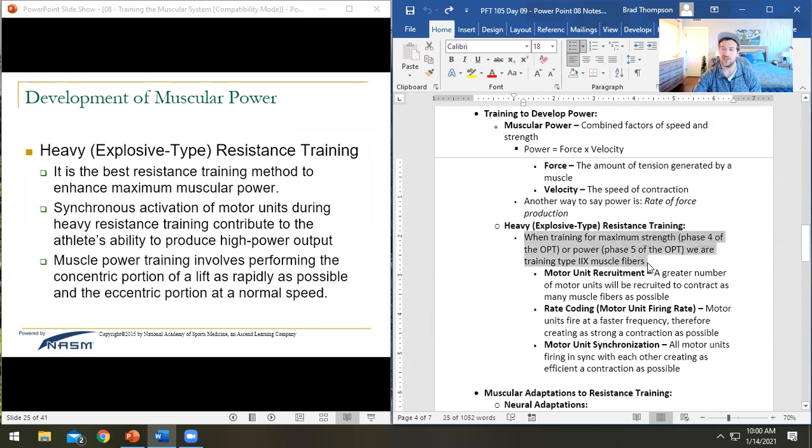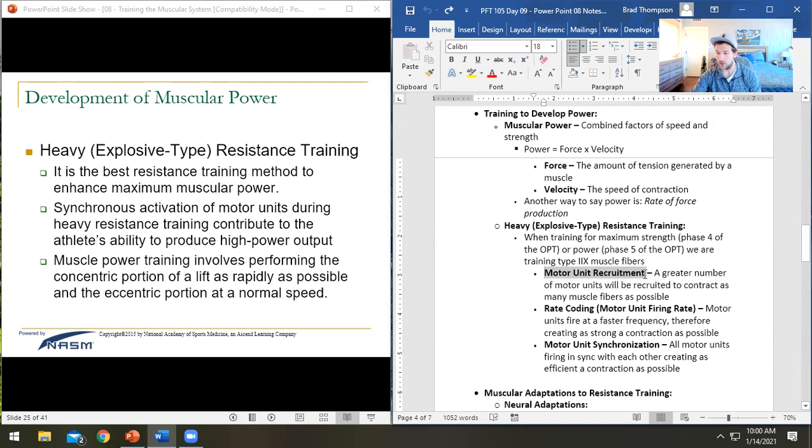In training for this, this is where phase 4 and phase 5 of the OPT model really come in, max strength and power. Max strength is obviously very good for the force side of the equation. Power is very good for the velocity side of the equation. And that's going to train our type 2X muscle fibers. We are going to develop power because of the physiologic changes that will take place in the body.